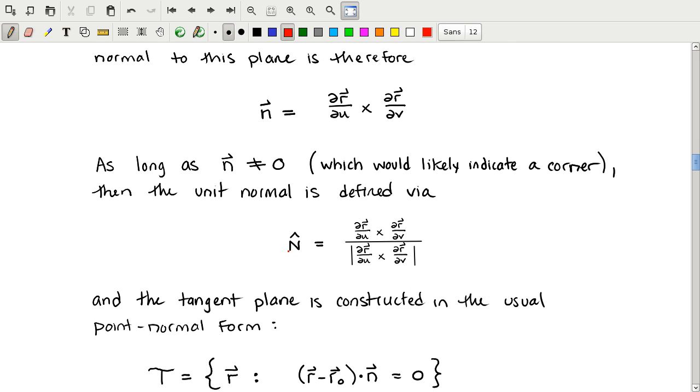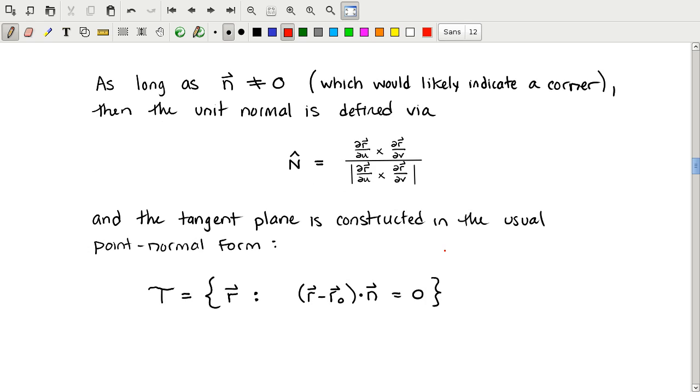We can calculate a unit normal vector, which is often very useful in physics applications, which is just this vector divided by its own magnitude. And for our purposes here today, we can construct the tangent plane. The tangent plane has standard point normal form. It's the set of all points r such that r minus some reference point that's on the surface, the point of tangency, dotted with the normal vector, has to equal 0. This is point normal form of a plane that we've seen in the past. And this allows us to calculate the tangent plane.